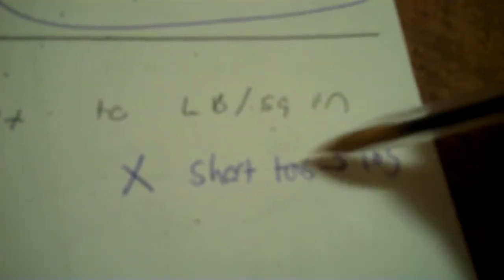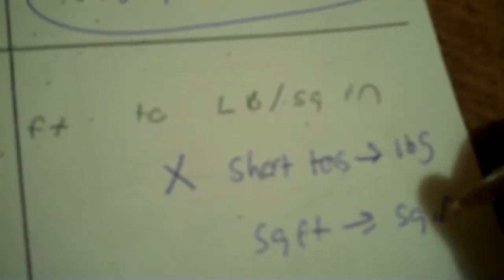Put an X, you're going to have to make a unit multiplier for the short tons and the pounds. Then square feet to square inches. Those are not the same, they're not matched, so X, that's another one where we have 2 unit multipliers. Set up the labels first. So short tons, pounds.